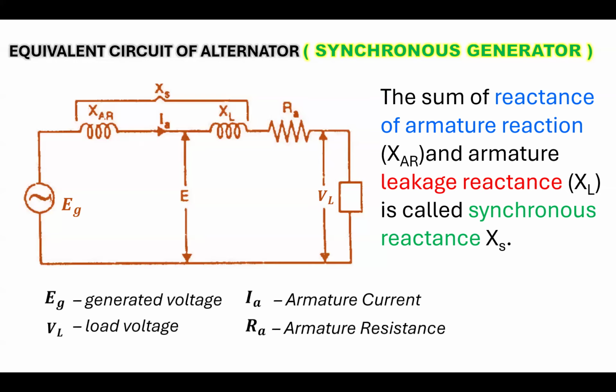The E sub G is the generated voltage and V sub L is the load voltage. I sub A is the armature current. R sub A is the armature resistance. So, to simplify the circuit, we just add the reactance of armature reaction and the leakage reactance. So, we call it synchronous reactance.